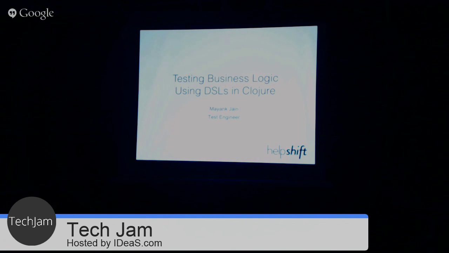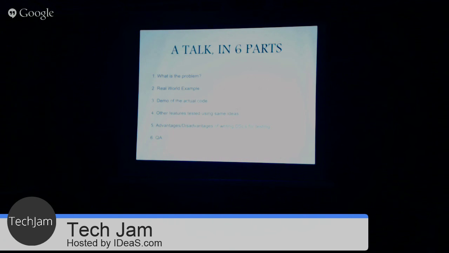So, before we begin, this is going to be a talk in 6 parts. First I'll talk about what the problem is, and we'll take a real world example of how we wrote a DSL for a given feature in FAQs, and then a demo of the actual code. Then other features that we tested using the same ideas and same principles. And then finally, the advantages, disadvantages, and then we take questions and answers.